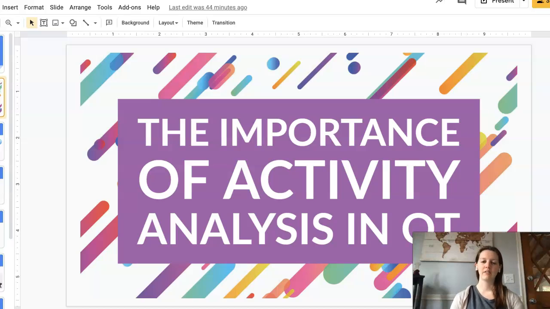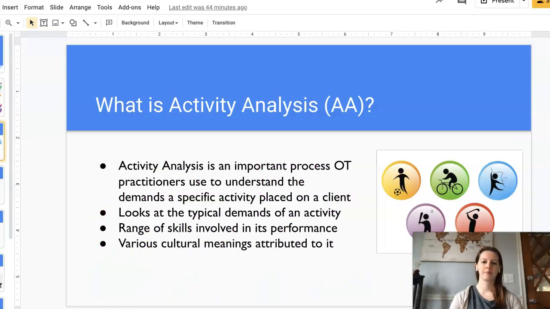So an activity analysis. Why is it important to occupational therapy? Let's start at the beginning. What is an activity analysis? So an activity analysis, it's an important process to OT, as we know. It helps us to understand the demands a specific activity places on a client. So it looks at the typical demands of the activity, it looks at the range of skills involved in its performance, and it looks at various cultural meanings attributed to the activity.